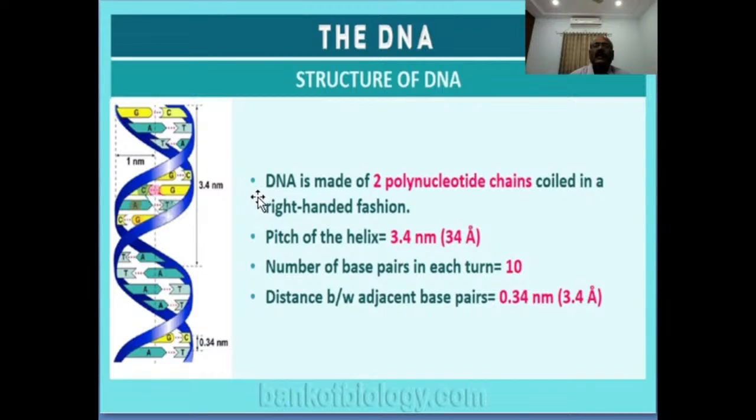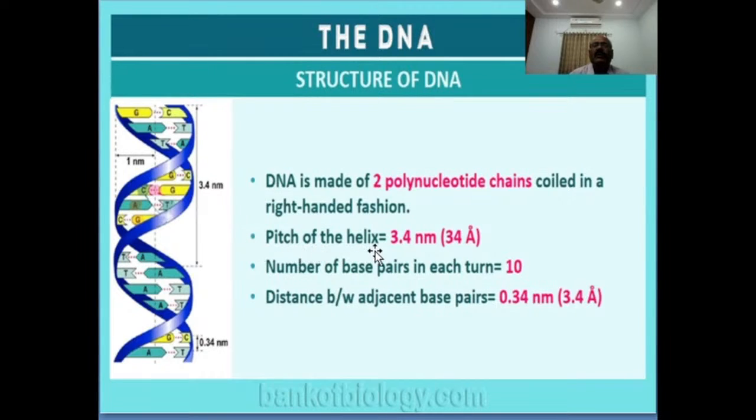So, DNA is made up of two polynucleotide chains. This is one chain, this is one chain. It is a right-handed fashion. So, that means the right side twisted one. This type of DNA is called B-form DNA.